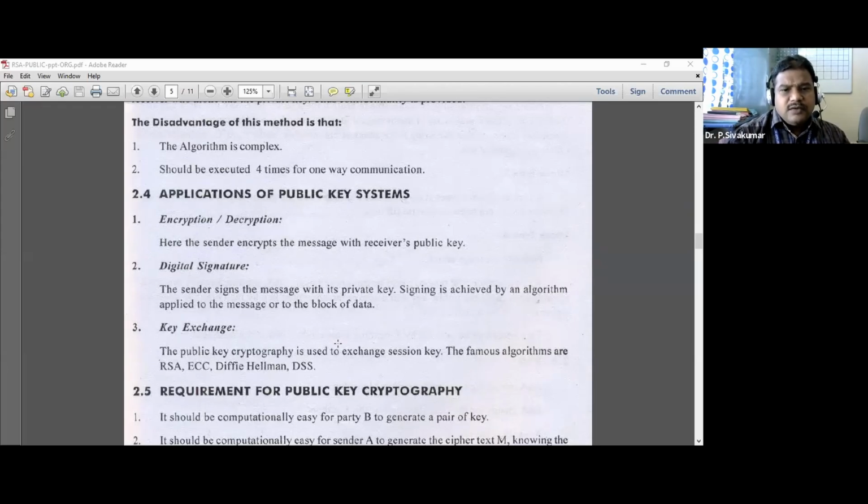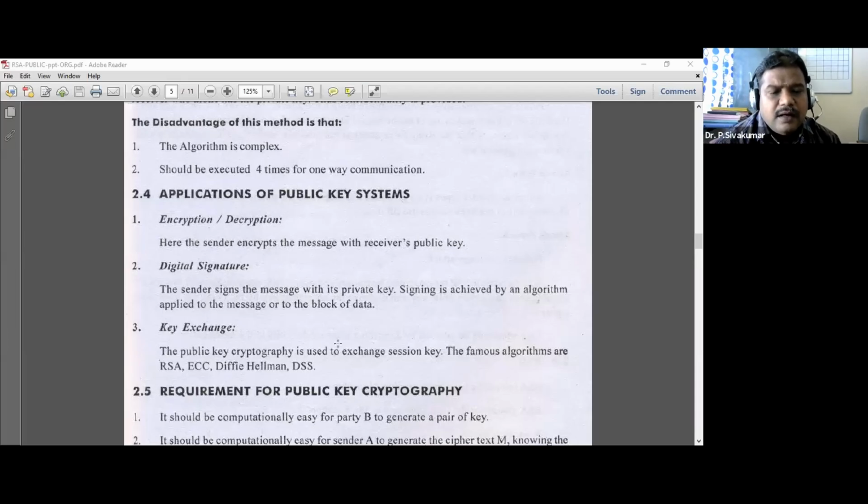What is encryption? Any sender can encrypt the message with the receiver's public key. That is the encryption, which we already discussed. Mainly it provides which type of service, once you use the encryption algorithm? Confidentiality, secrecy. You can maintain the secrecy. The data will be sent to the receiver in a secure manner. That is the purpose of using the encryption and decryption algorithm.